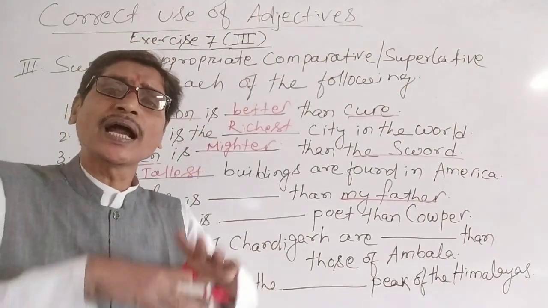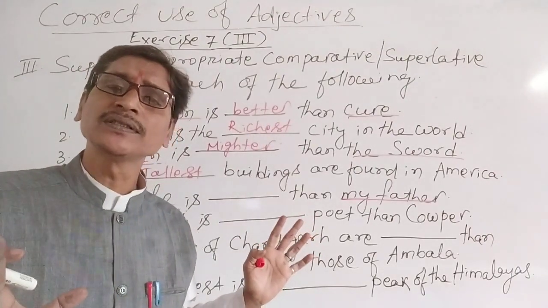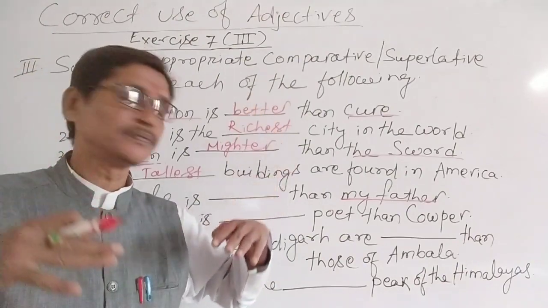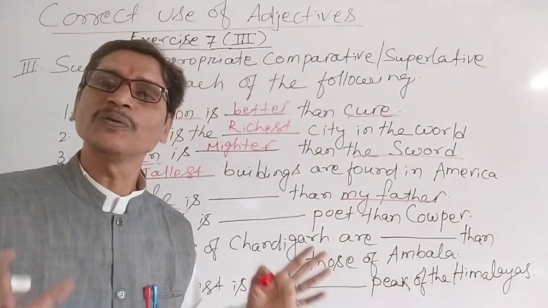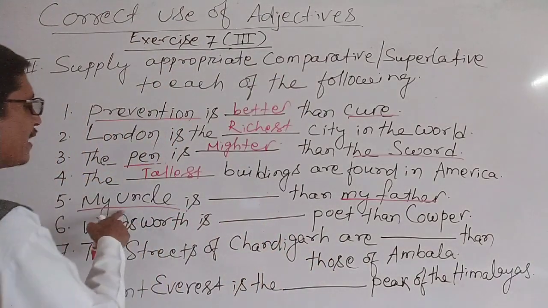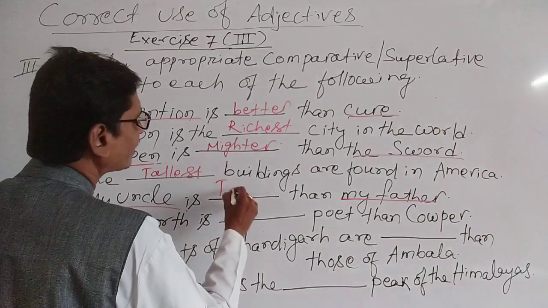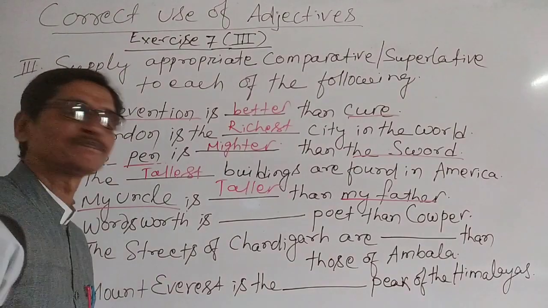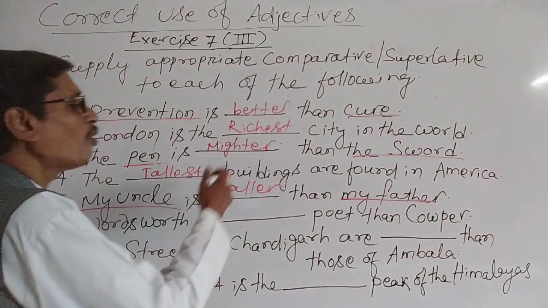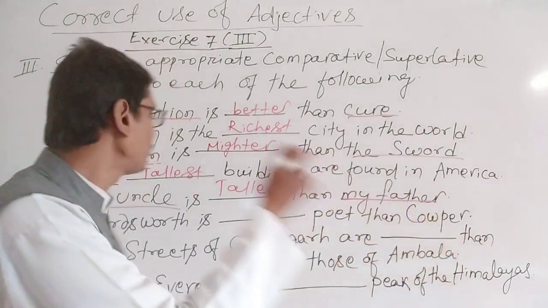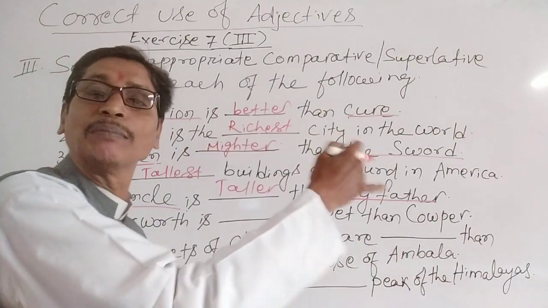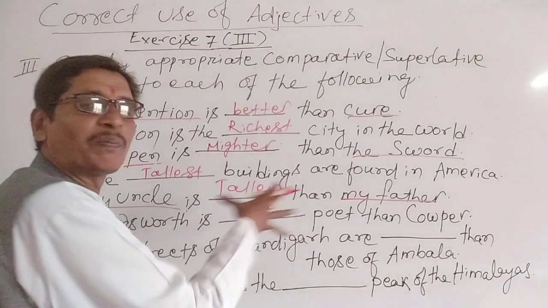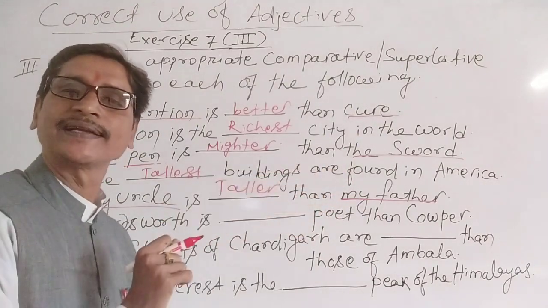We can compare with handsome, more talent, or more intelligent. We can compare like this. So my uncle is taller than my father. We can say my uncle is more intelligent than my father. My uncle is more handsome than my father. We can also use some other adjectives to compare between my uncle and my father.